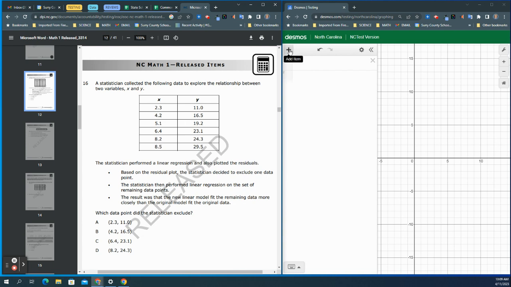To create a table, we click on this plus button in the top left corner, choose table, and I'm going to enter in all the data from the table, carefully checking to be sure. I just click over here, making sure that I put in all the data correctly.